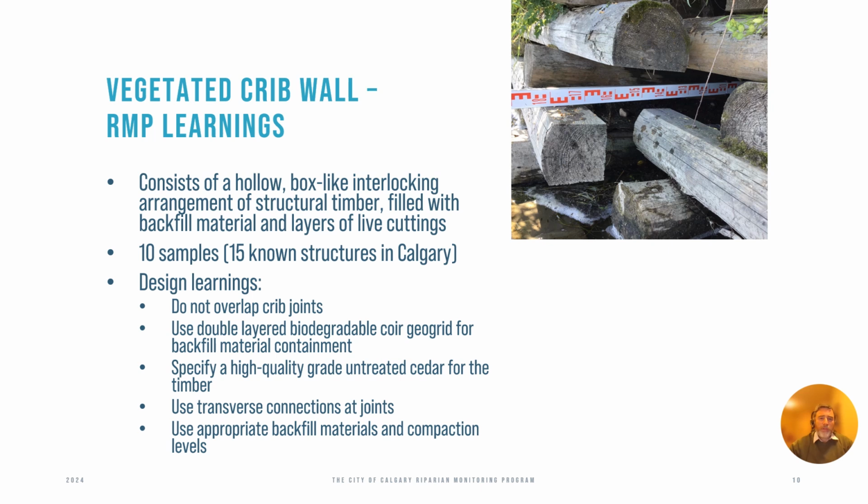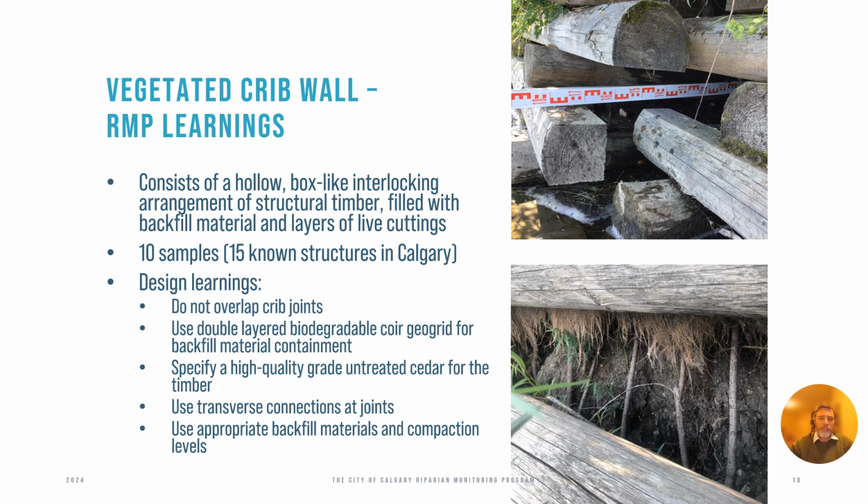Vegetated crib walls are interlocking timber boxes filled with backfill material and live cuttings. We assessed 10 transects of 15 structures in Calgary and identified several design improvements, including: Avoid overlapping crib joints downstream, as this can cause backfill washout due to redirected stream flow. Use double-layered biodegradable coir geogrid for backfill containment, as it lasts longer than erosion control blankets and supports vegetation establishment.